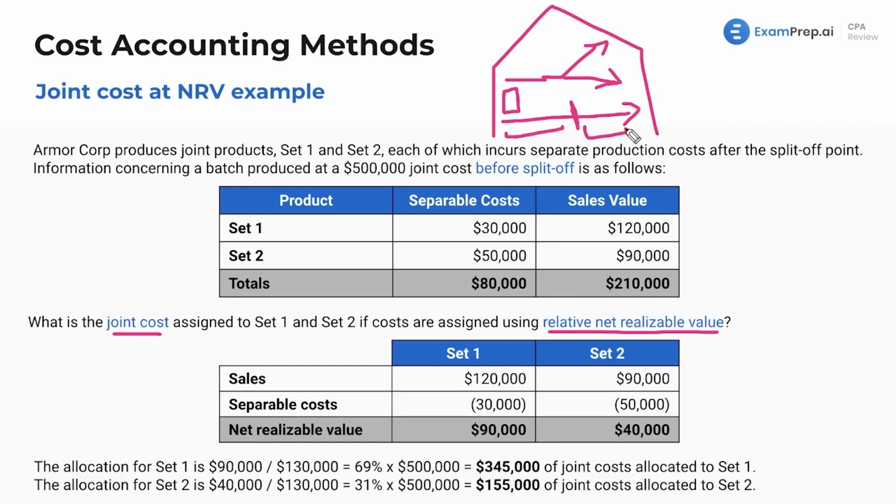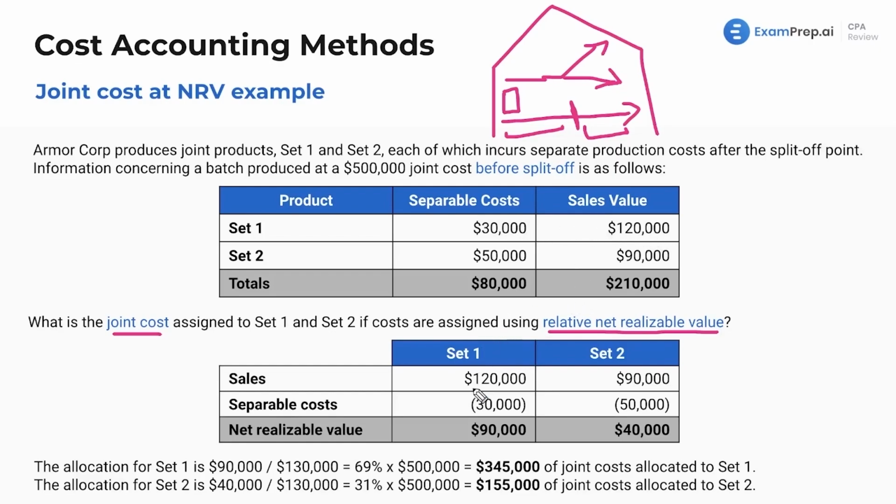All right. So we want to know what is the joint cost using the net realizable value. This is what's provided to us. We have our sales value and our separable costs. Now, separable costs are another way of saying your costs to sell. So what is the net realizable value? Well, as we saw in the formula before, it's just sales value, selling price, minus cost to sell.